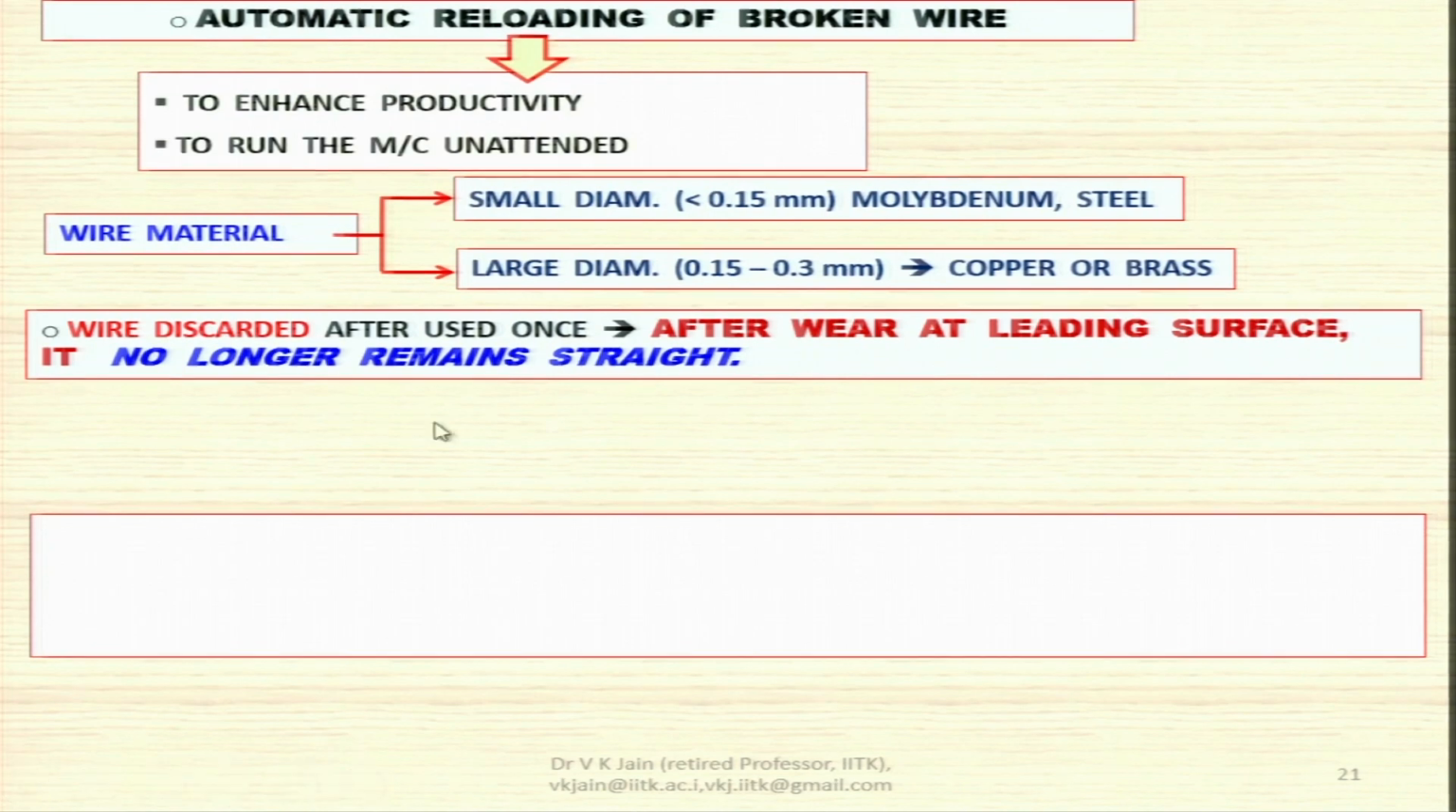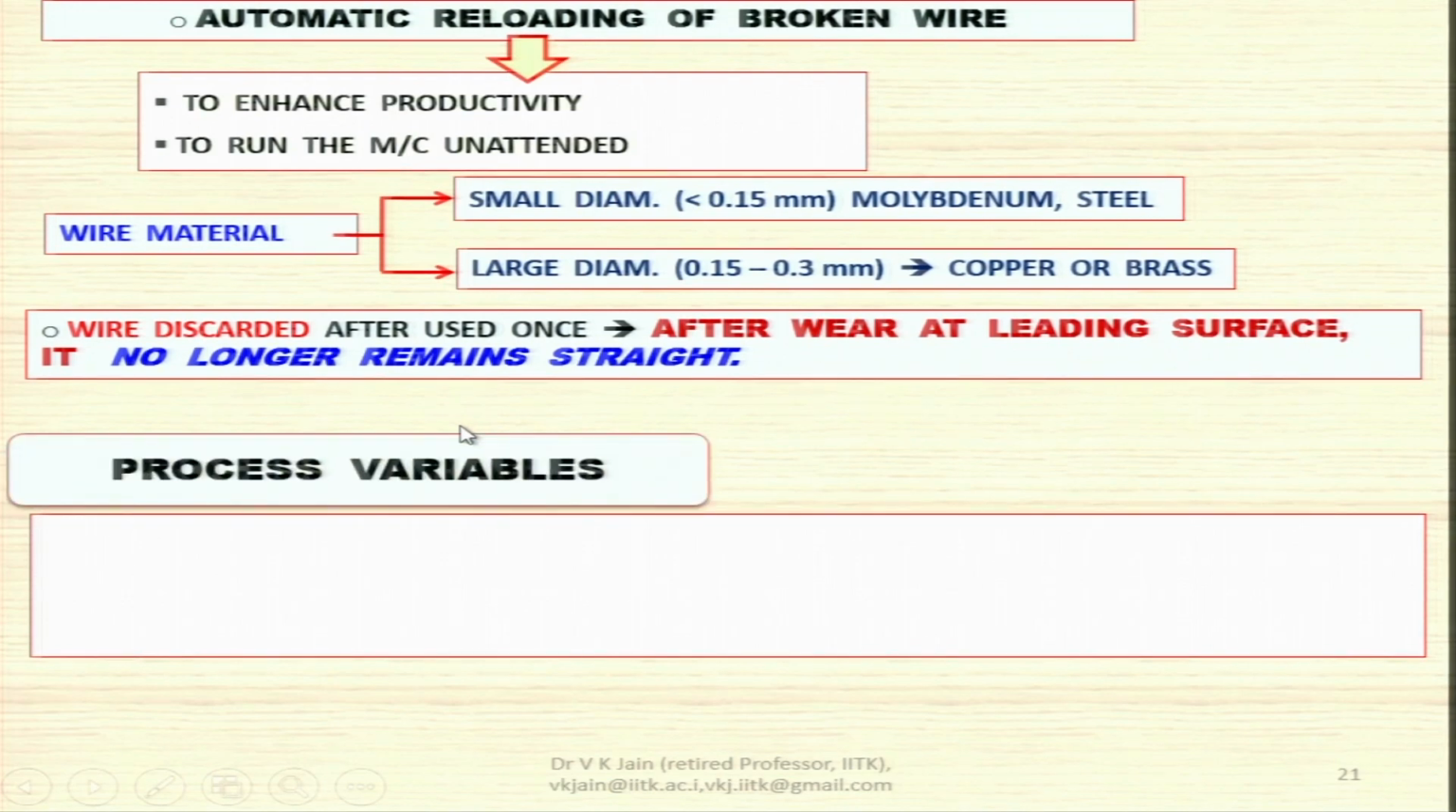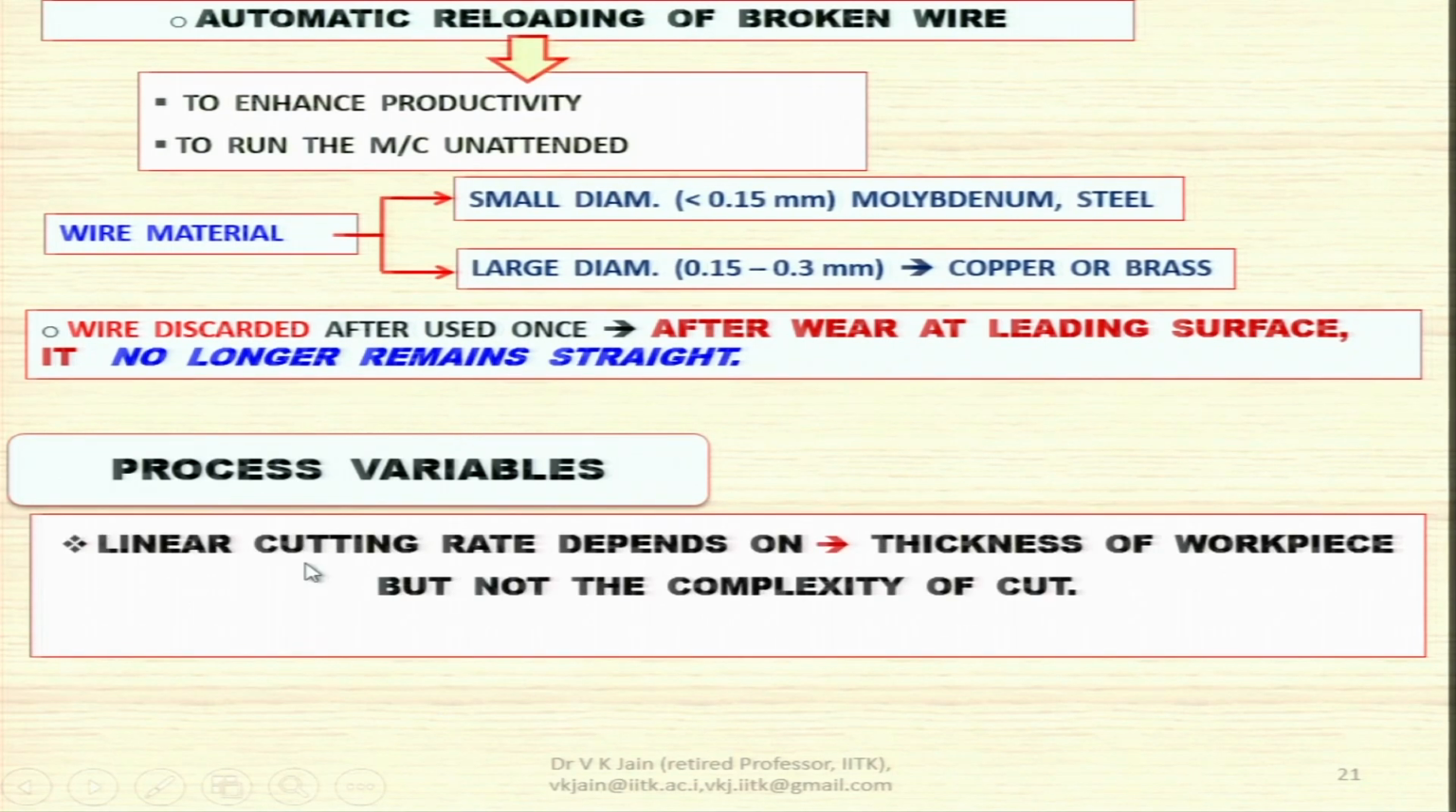This is a very important point, because after wear at the leading surfaces, the wire no longer remains straight and is no longer strong enough, and if you reuse it, it may break quite frequently. Hence, it is not recommended to reuse or recycle the used wire. Process variables: linear cutting rate depends on the thickness of the workpiece, but not on the complexity of the cut. The highest wire speed is normally 40 millimeter per second.